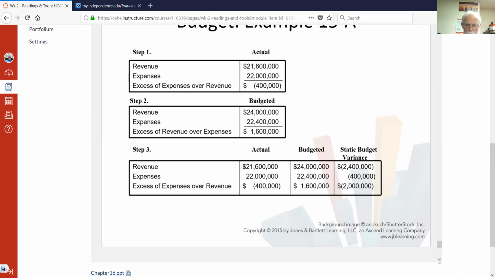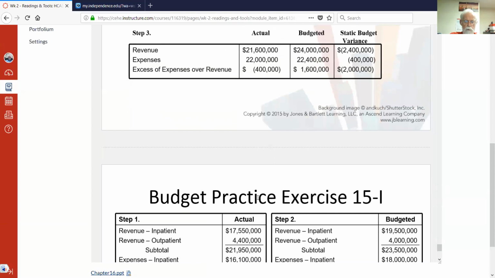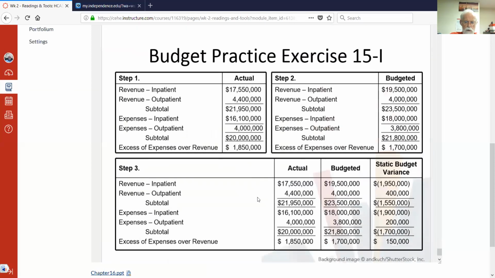So the excess of expense over revenue here is significant. So we're looking at this from the standpoint of going back and comparing budget versus actual so that we can look into the future. That's my take on this.